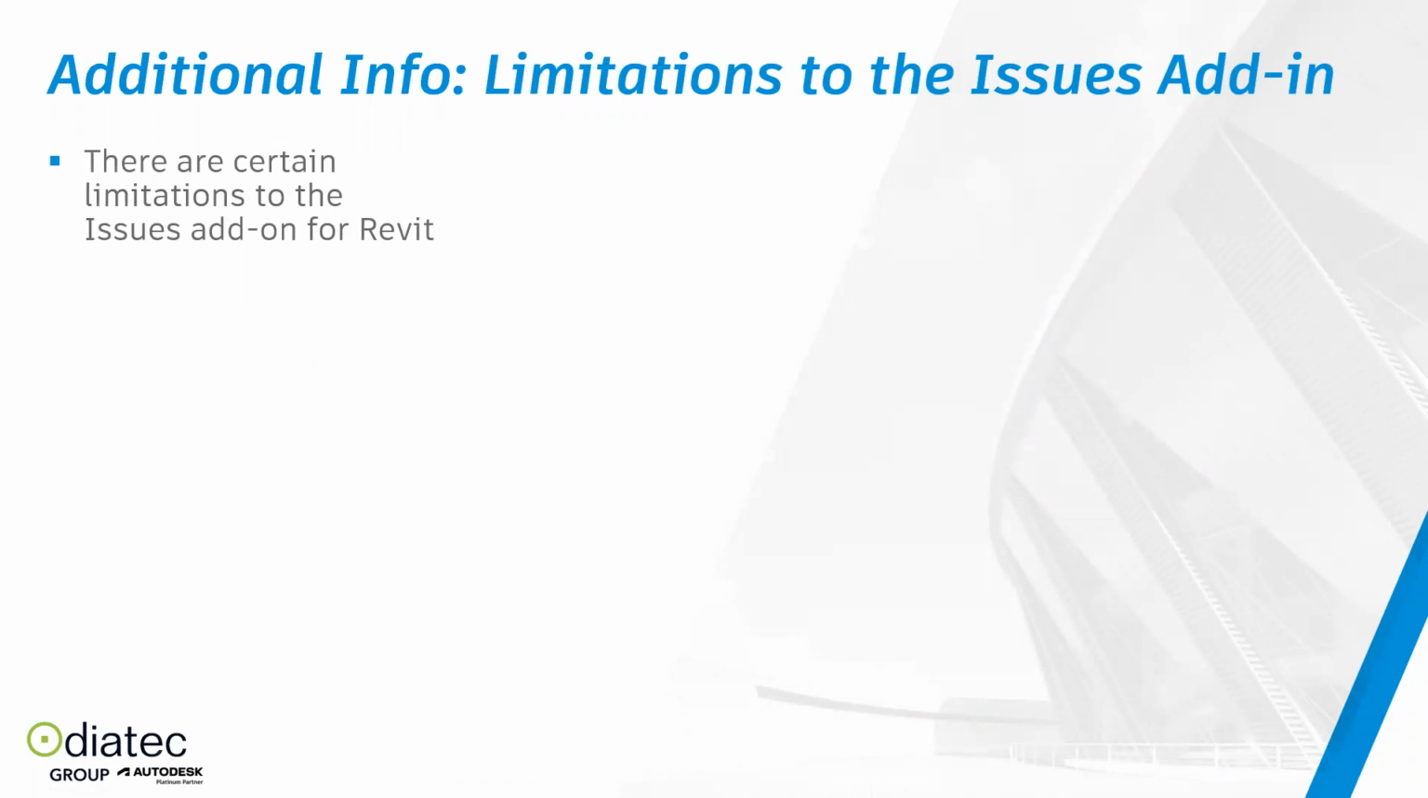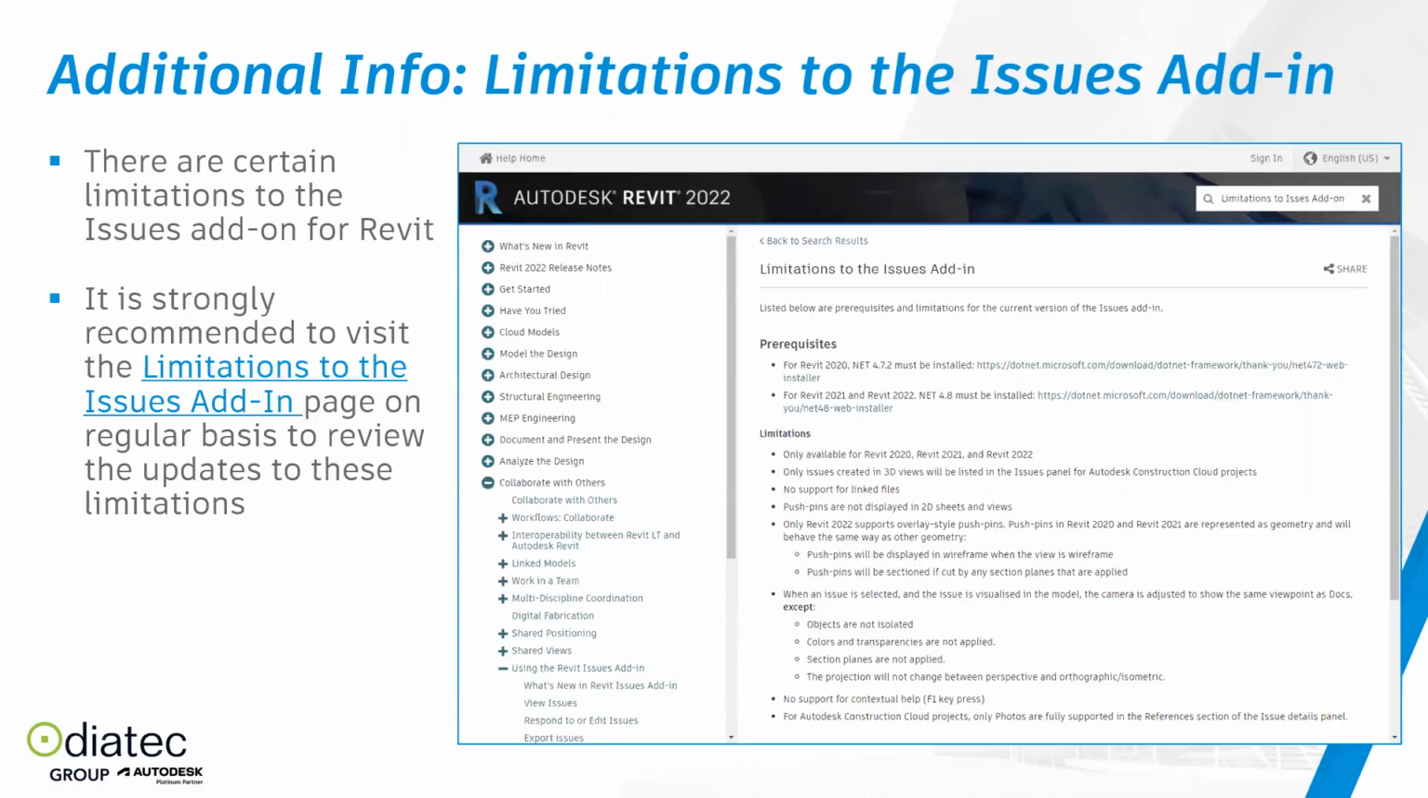There are certain limitations to the issues add-in, and it's good to be aware of them. It's strongly recommended that you check out the limitations of the issues add-in. They are constantly updating this. As you can see, this is Revit 2022, but there are certain restrictions, such as it's only available for Revit 2020, 21 and 22. Only issues created in 3D models will be listed in the issues panel for Autodesk Construction Cloud projects. So there are some minor caveats there to be familiar with.